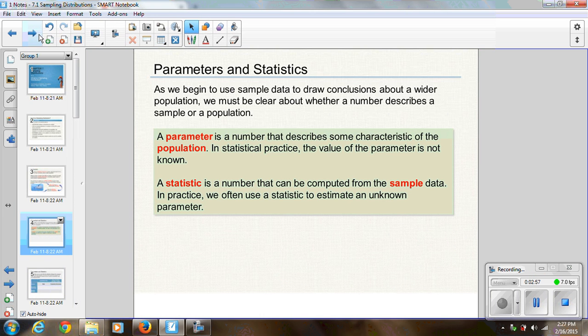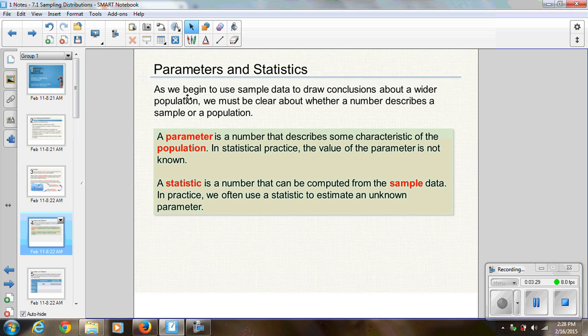But we do need to make a distinction between what we call a parameter and what we call a statistic. As we begin to use sample data to draw conclusions about a wider population, we need to be clear about whether the number describes the sample or the population. So for example, if I'm talking about the average SAT score, am I talking about the average SAT score of all the students at Southern High School, or am I just talking about the average SAT score of the sample that I've selected? And so we need to distinguish between the parameter as well as the statistic.